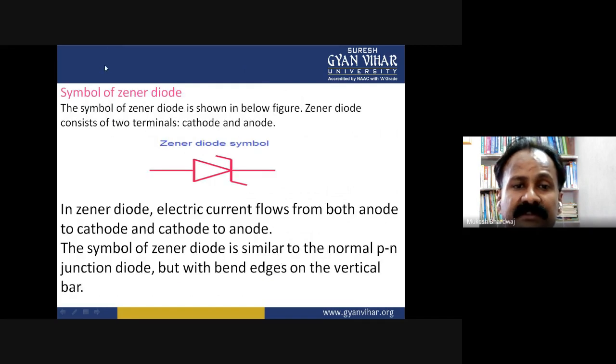Symbol of Zener diode. The symbol of the Zener diode is shown in the figure below. The Zener diode consists of two terminals, cathode and anode. In a Zener diode, electric current flows from anode to cathode and also from cathode to anode. The symbol of the Zener diode is similar to the normal PN junction diode, but the band edge is on the vertical bar.